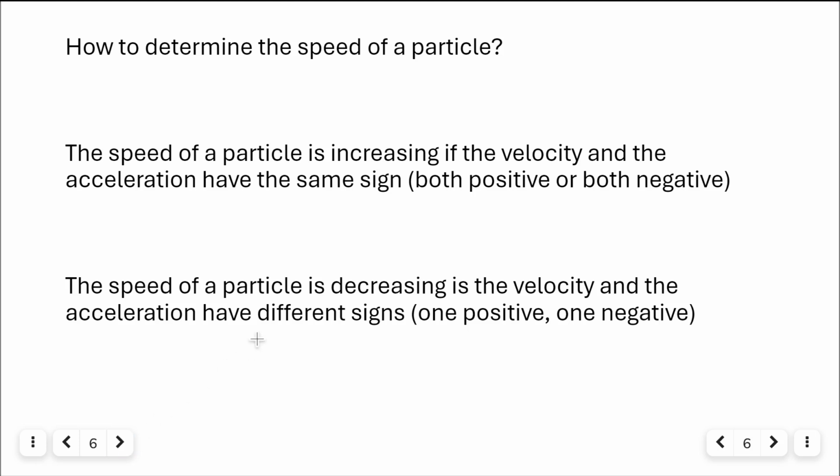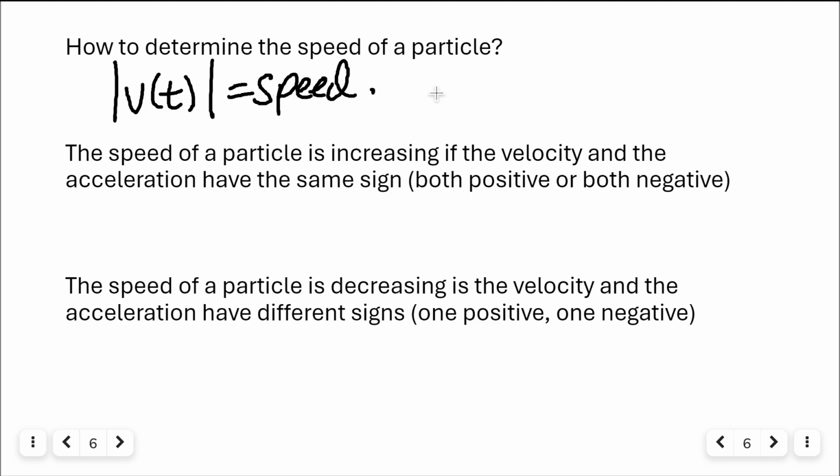Now, how do I determine the speed of a particle? Well, remember, velocity is speed with direction, right? So you account for the direction as well as how fast it's moving. To determine just the speed, I don't care which way it's going, just how fast. You find the absolute value of the velocity. That's what the speed is.